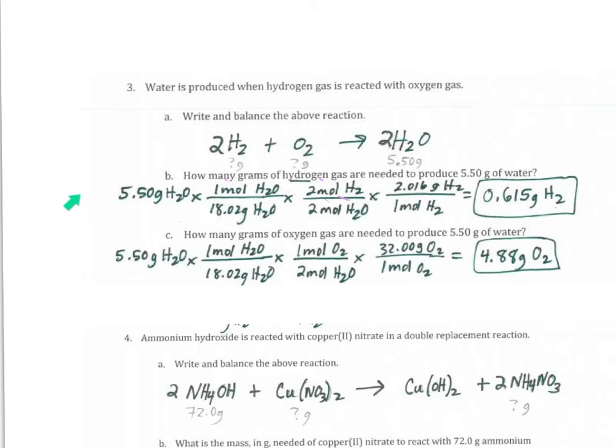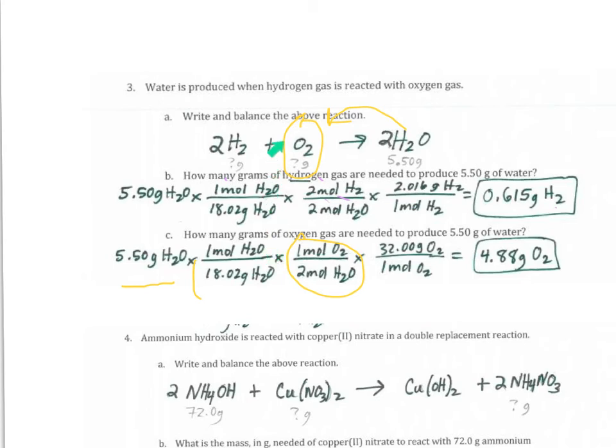Question C asks how many grams of oxygen gas are needed to produce 5.50 grams of water. So we're starting with the same number, and instead of going to hydrogen gas, we're going to oxygen gas. We have 5.50 grams of water. We change from grams to moles, and then we do the mole ratio. There are 2 waters there, just like we had 2 there, and the thing on the top is the one we're trying to find.